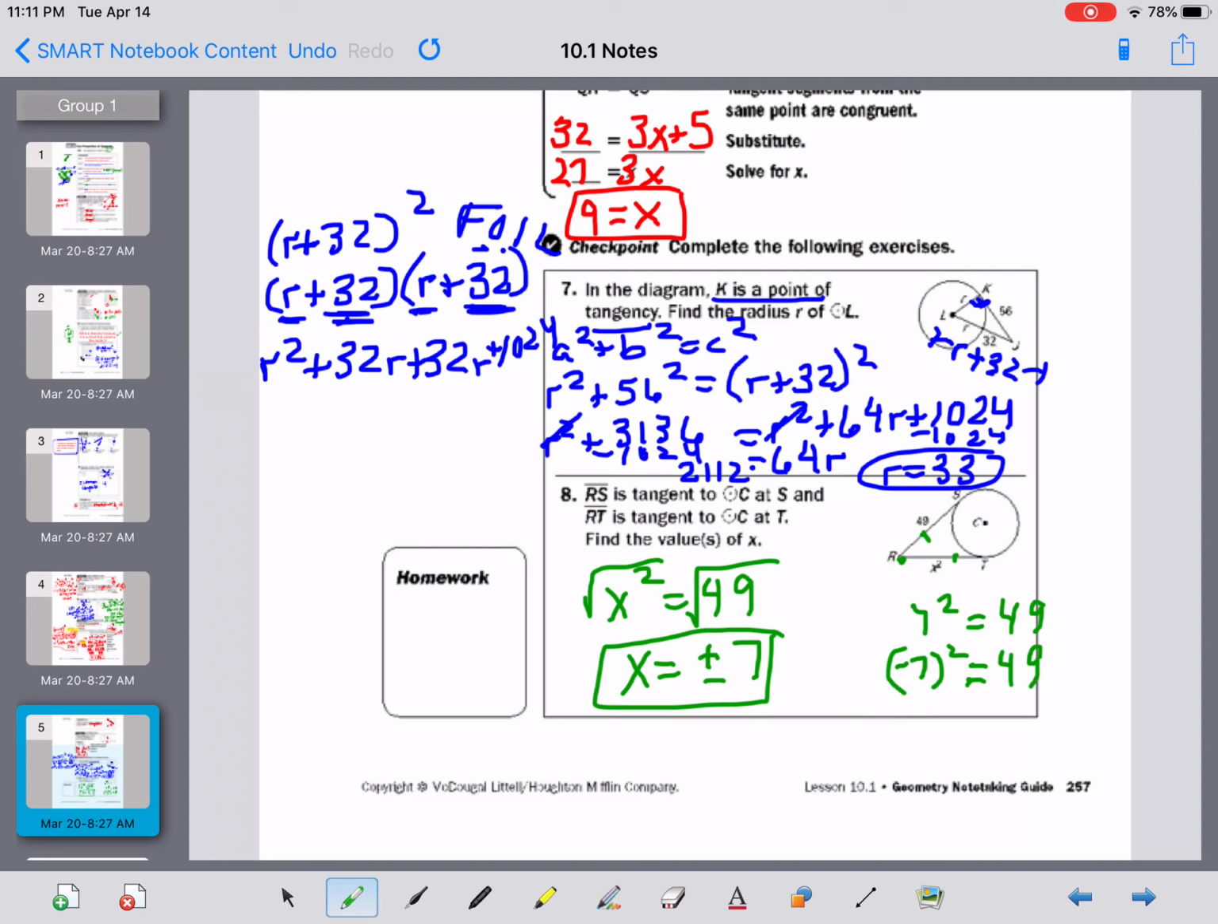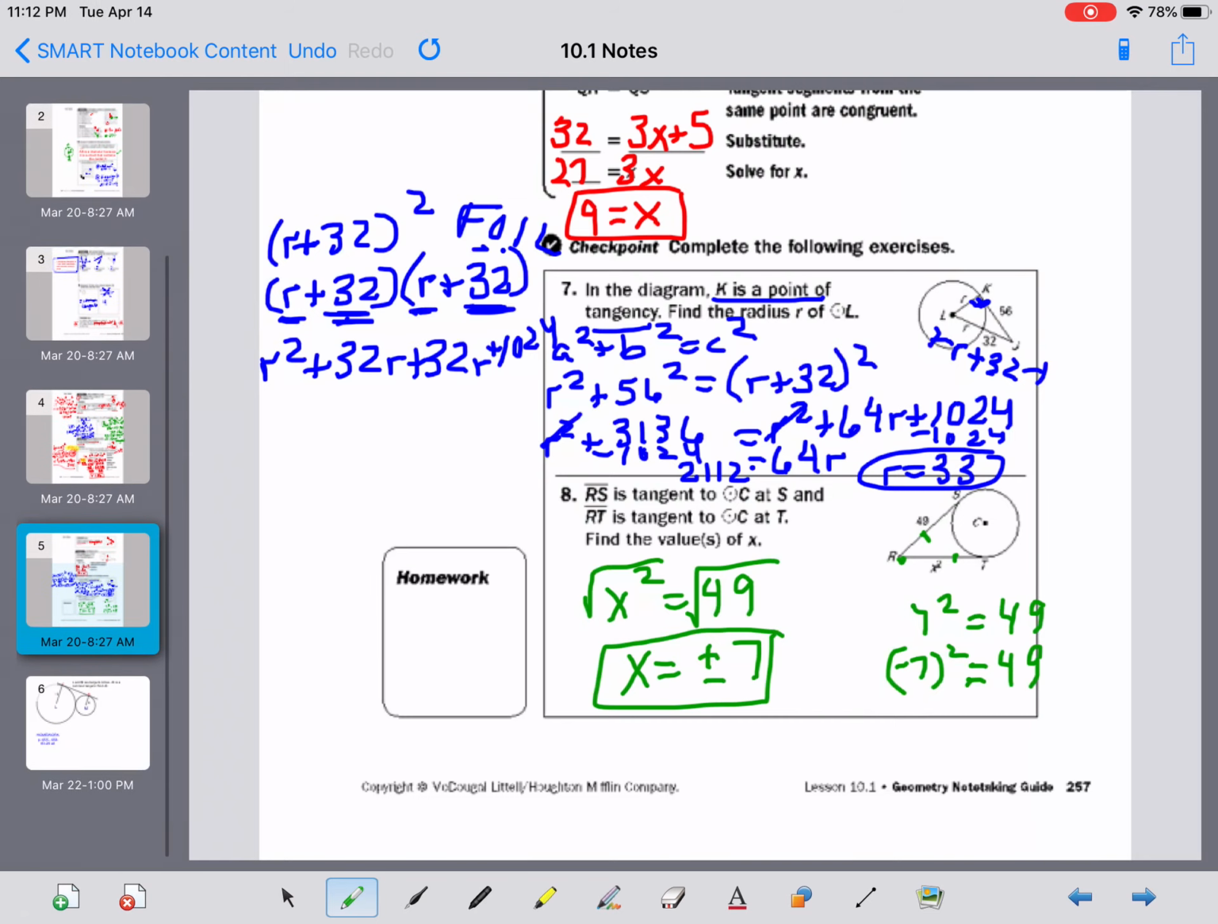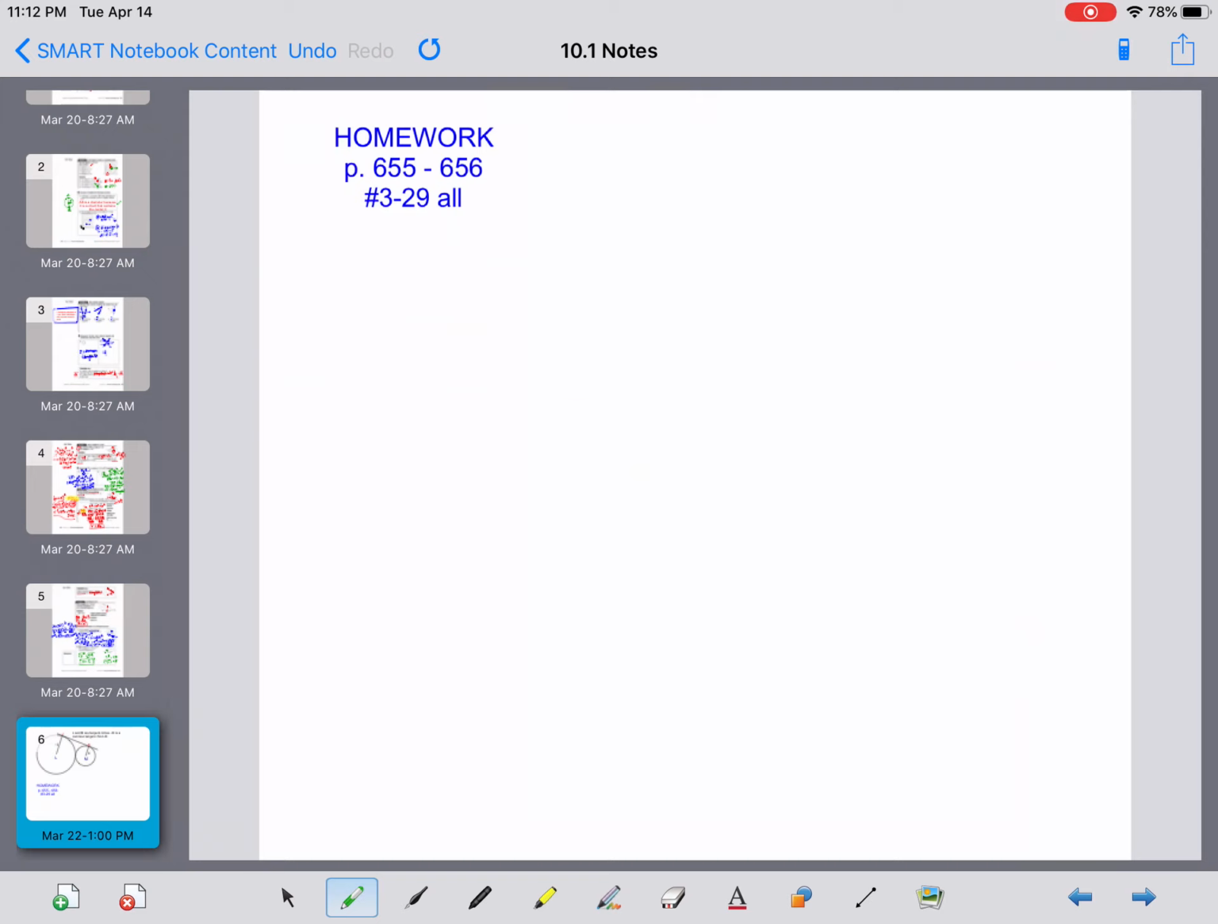All right, and we are ready for the last and final page on number 6. Yeah, forget what I'm doing again here.